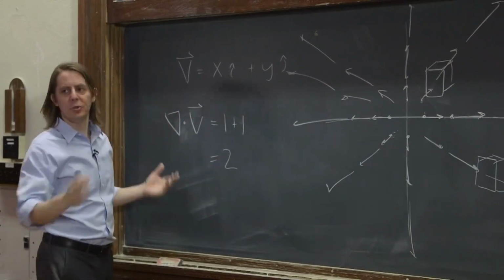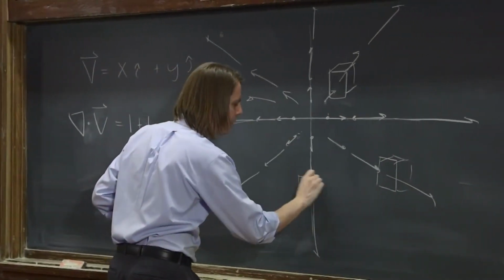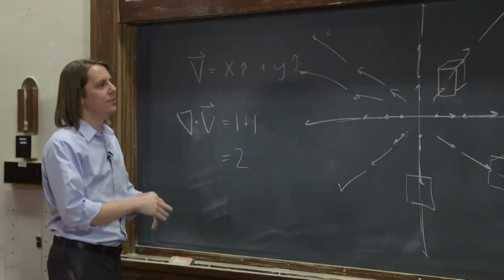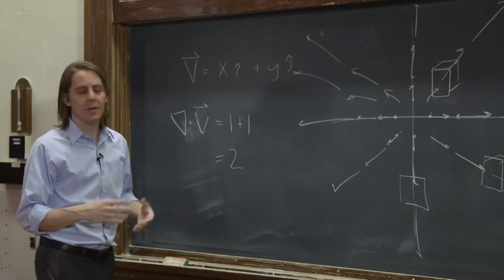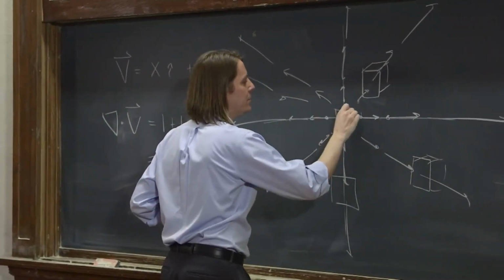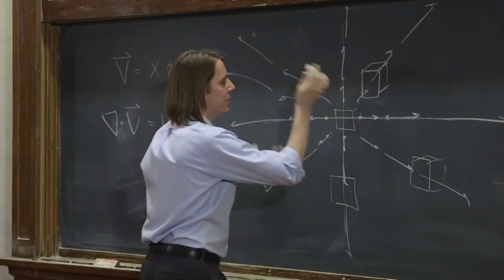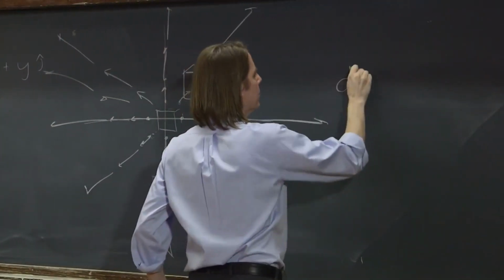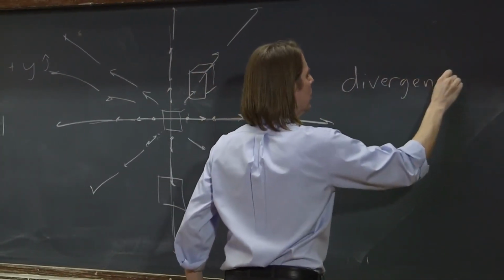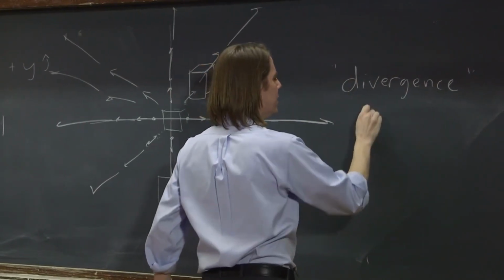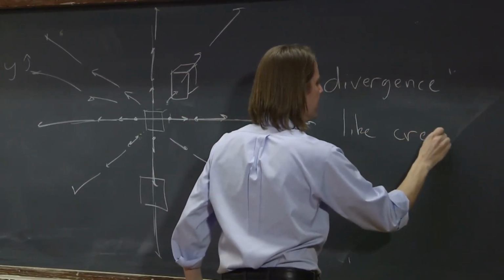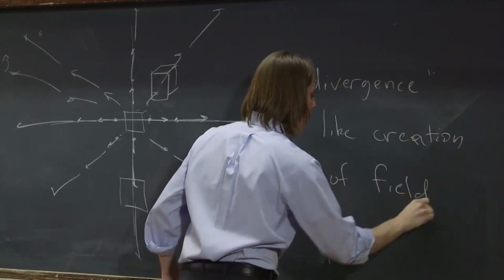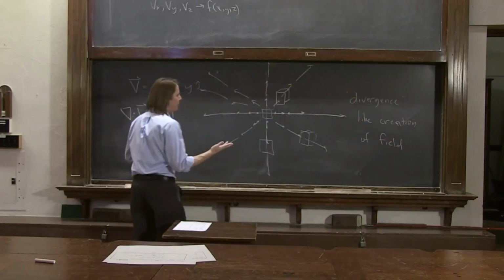Its divergence everywhere is 2. If you go on an axis right here, a little bit of field goes in, a larger field comes out. The field is diverging. If you go right on the origin, all it is is field coming out, because all the vectors are pointing out. So the property of divergence is like creation of field. We could contrast it with a uniform field.